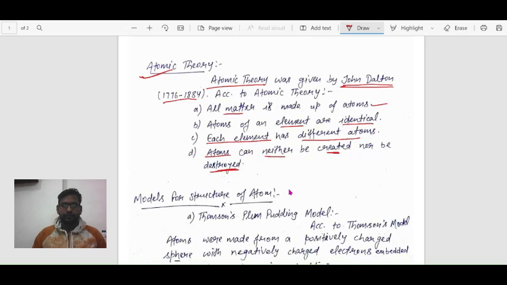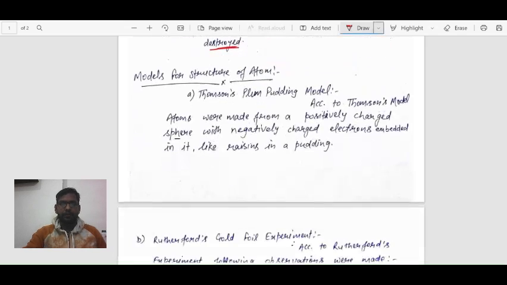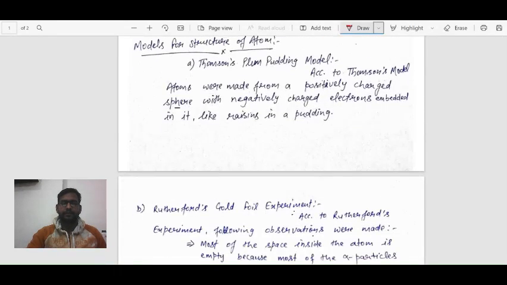Now, coming to models for the structure of atoms. Thomson was the first scientist who proposed a model for the structure of atoms. He gave the Plum-Pudding model, and according to this model, atoms were made up of a positively charged sphere with negatively charged electrons embedded in it. It is like raisins in a pudding.